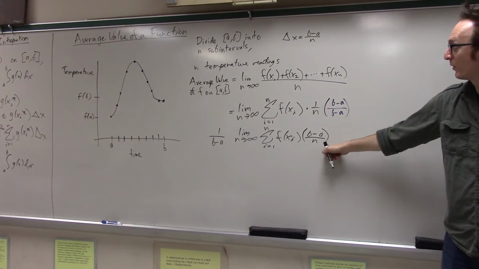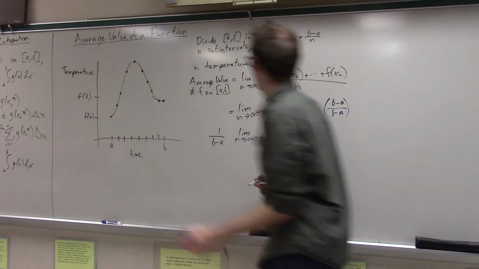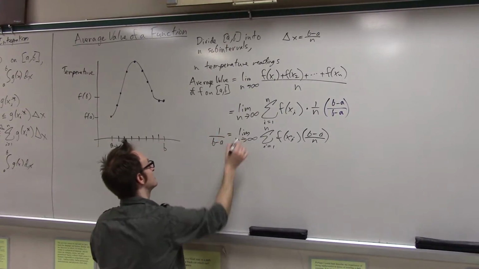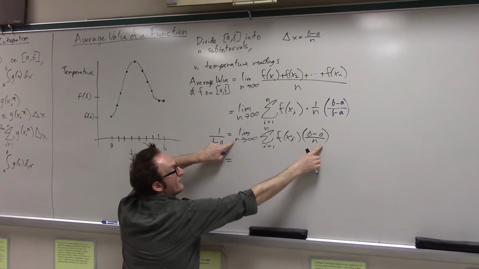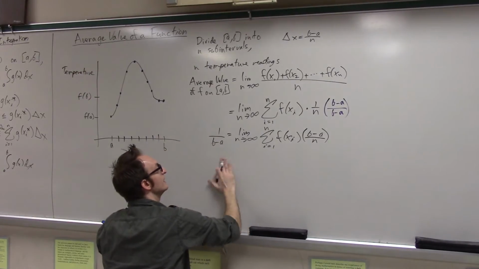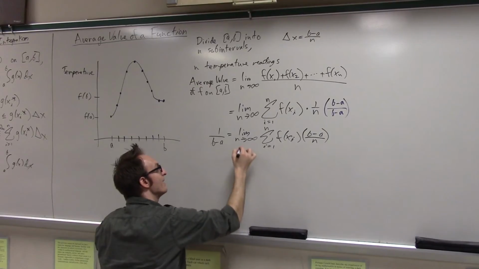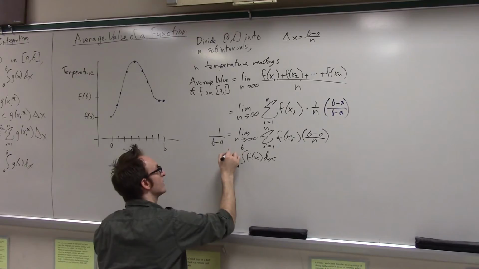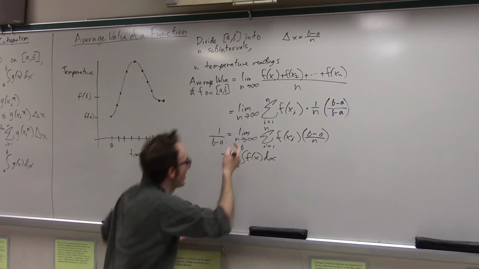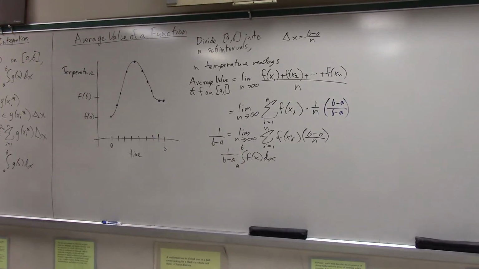And now, what does this turn out to be? This turns out to be exactly what Jeff G intuited 10 minutes ago. By the definition of the integral, this is going to be the integral from a to b of the function, and then we are multiplying by 1 over b minus a, which is like dividing by the width of the interval.